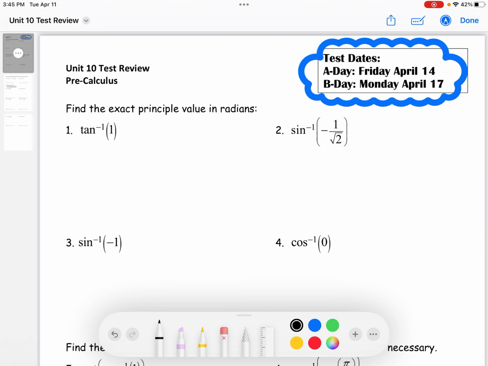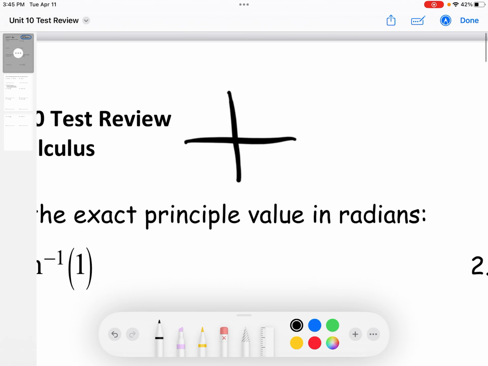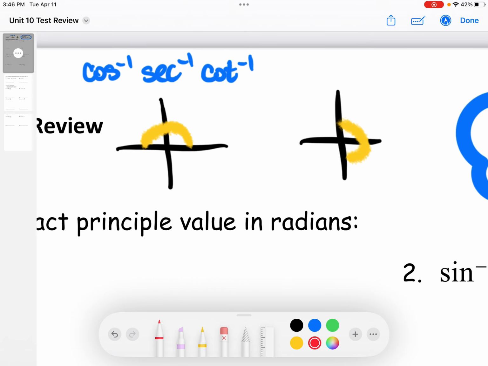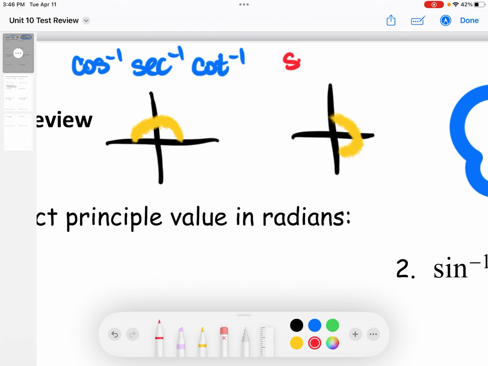Before we do, let's review just a couple things. On the XY axis, the trig inverse functions that have principal values in quadrants 1 and 2 are cosine inverse, secant inverse, and cotangent inverse. Then the trig inverse functions that have principal values in quadrants 1 and 4 are the others: sine inverse, cosecant inverse, and tangent inverse.